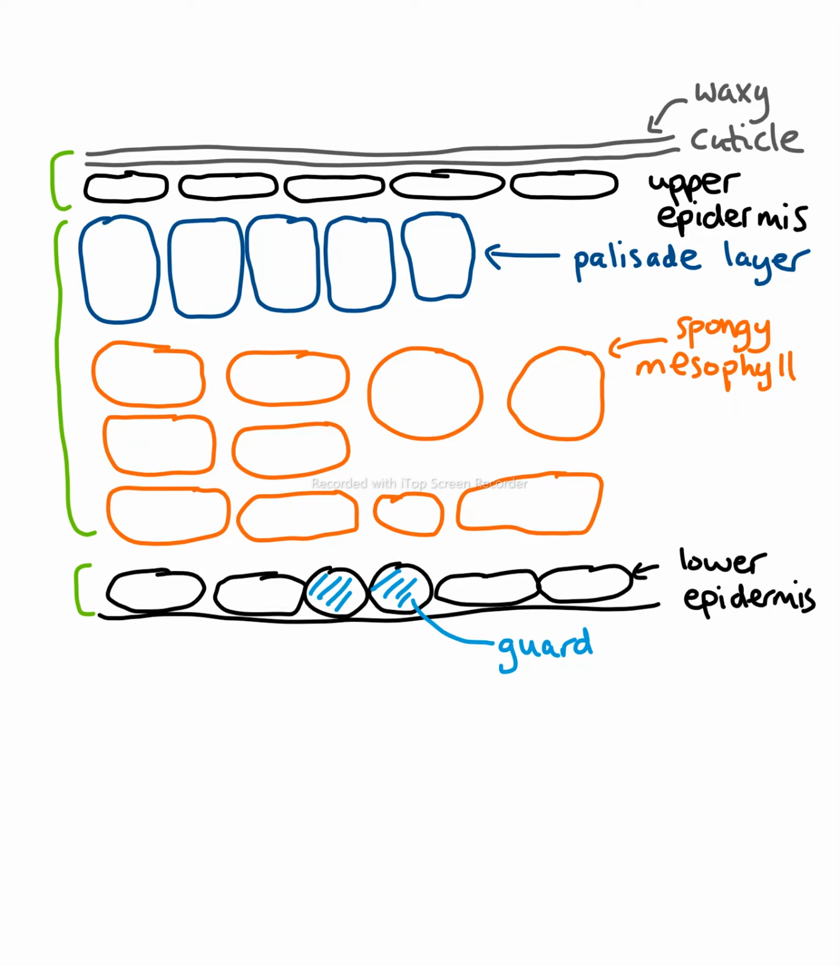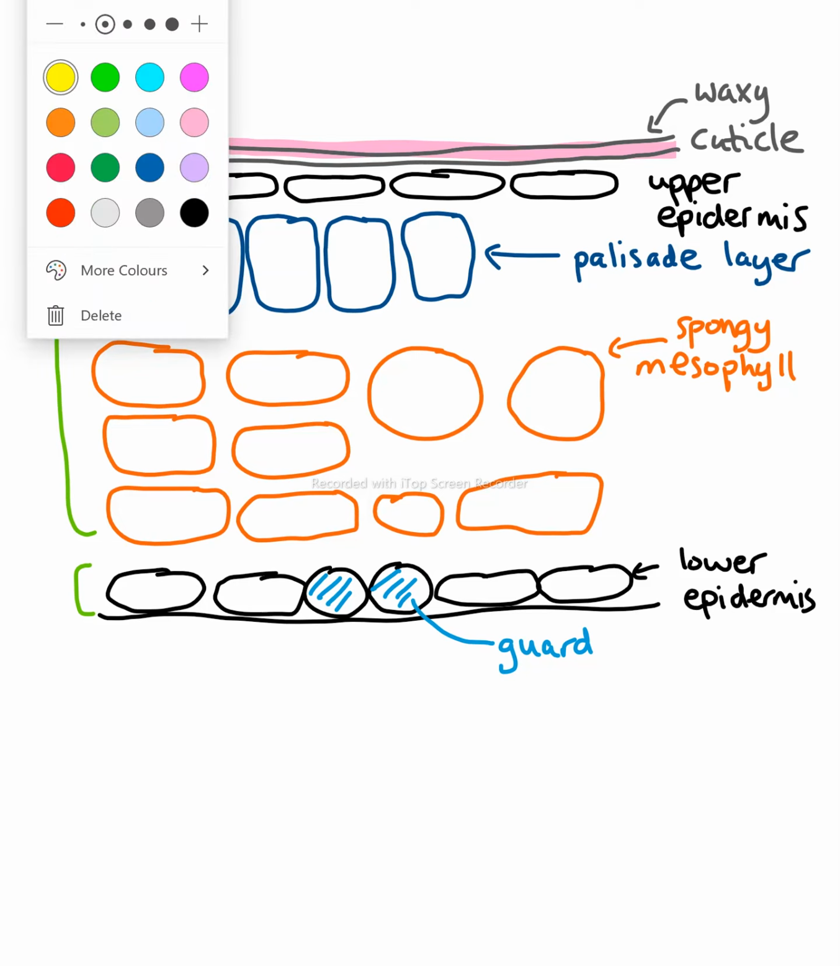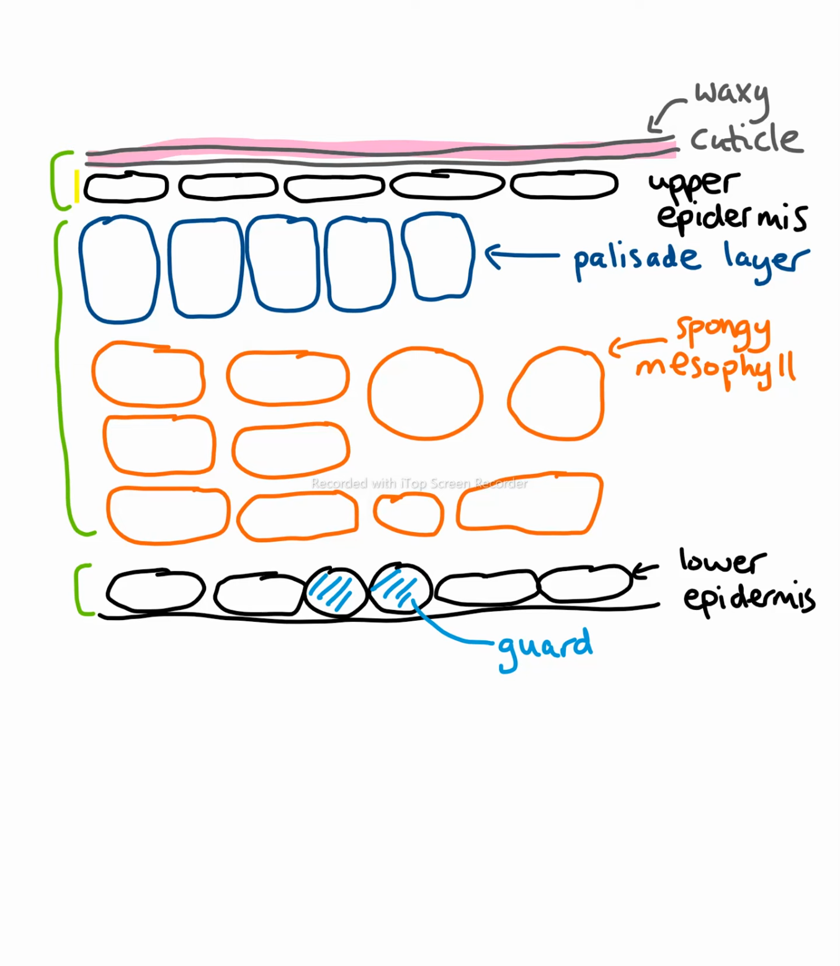Right, let's quickly just go through. Right, you've got your waxy cuticle layer here. Right, that stops moisture being lost, and it stops pathogens getting into the leaf. So it's got a function there. Right, then you've got your upper epidermis. It consists of transparent cells, because that's going to allow light through for photosynthesis.